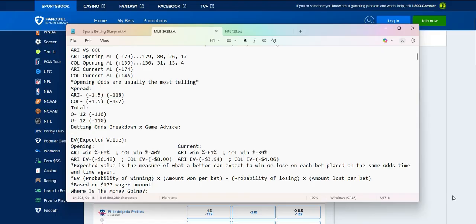And expected value for Arizona. 60% win percentage based off the minus 179 opening. Plus 130 opening is based, 40% win percentage based off the plus 130 opening for Colorado. That gives Colorado an expected value opening of negative $8. Arizona expected value opening at minus $6.48. Obviously that is super high. They reduced these obviously big time.